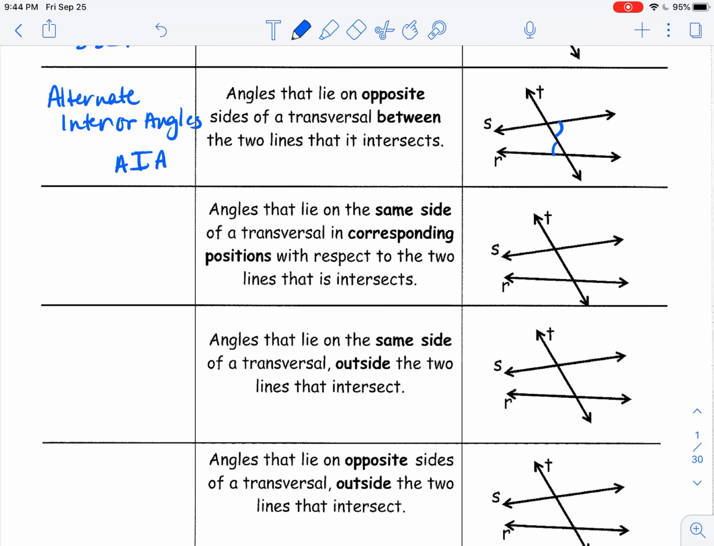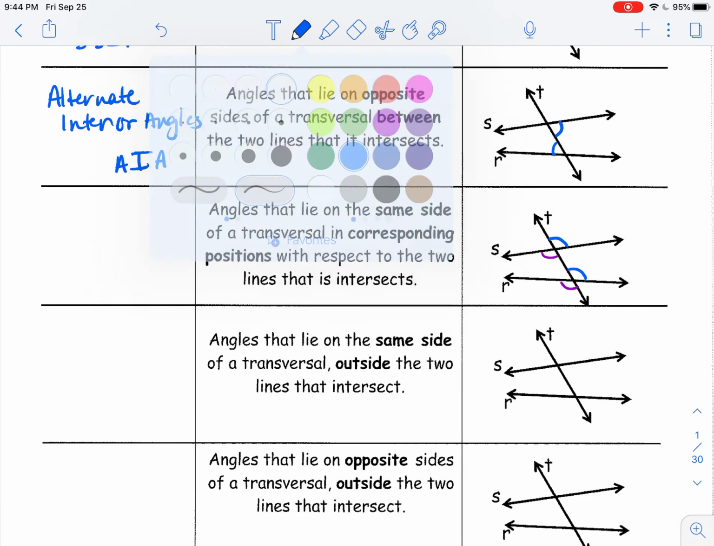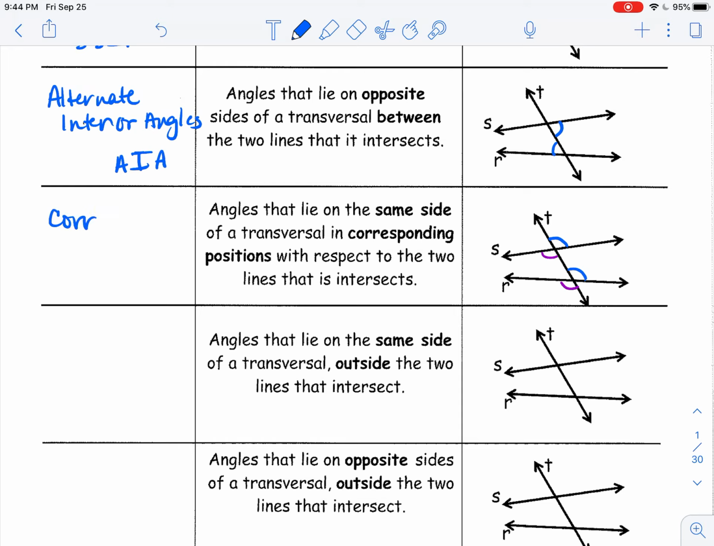Angles that lie on the same side of a transversal in corresponding positions. So they're either both above the lines, or maybe they're both below the lines, such as these. These are called corresponding angles. And we'll just abbreviate them with CA.